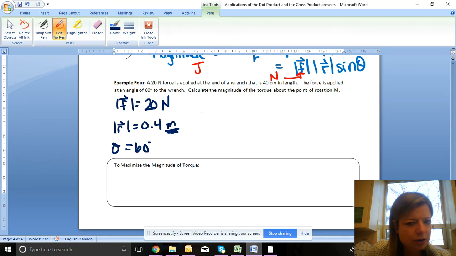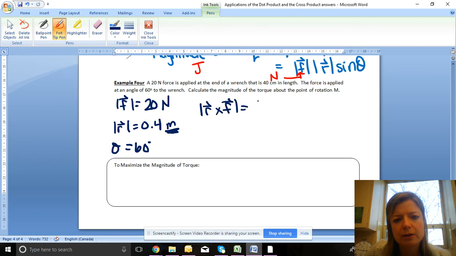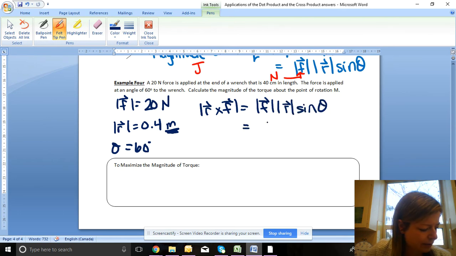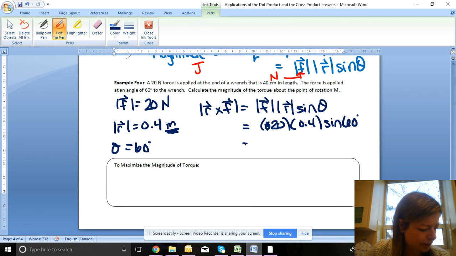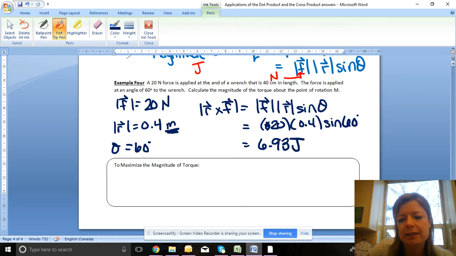So the magnitude of the torque is the magnitude of the cross product, which we learned is magnitude of F, magnitude of R, sine theta. So we just sub in our values. Our force is 20. 20 times 0.4 times sine of 60 degrees. So you get 6.93 joules.